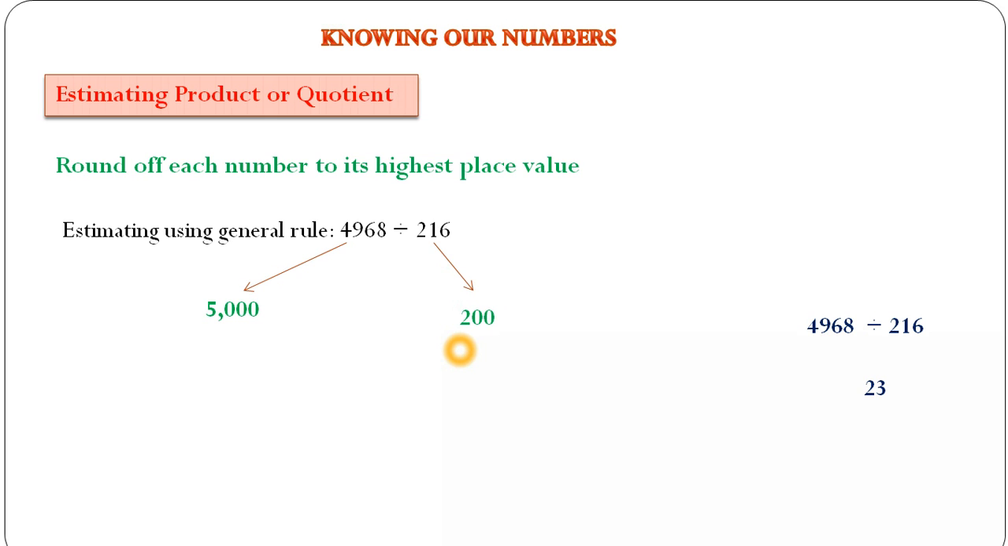Now we will divide both these numbers. When 5000 is divided by 200, we'll get 25. So this is our estimated quotient. And this is how we can estimate either the sum of numbers, the difference, product, or quotient of the numbers. So just remember the basic things which we discussed in today's lecture and in the previous lecture.